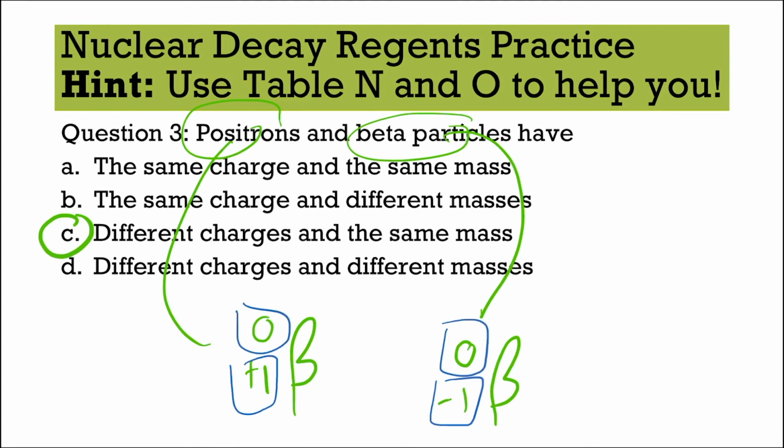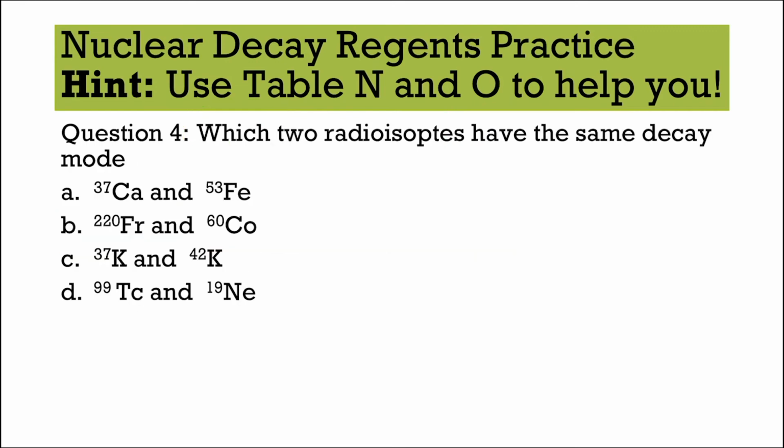Okay. Cool. Number 4 says, which 2 radioisotopes have the same decay mode? So you need to use table N for this one. Without it, it is literally impossible unless you've memorized it. And at this point, you didn't even know it existed, so it's impossible. Pretty much.